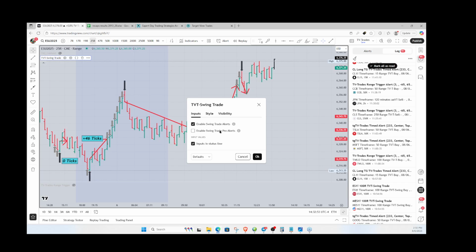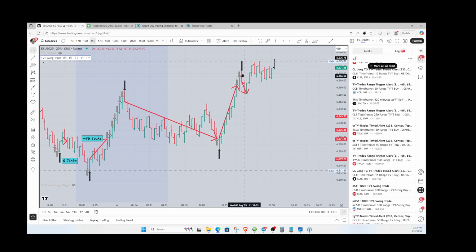And if you want to see the pre-alerts, that means you want to be alerted when a gray bar pops up like this, you have to click on that right there. That will alert you when the gray arrow pops up. The reason the gray arrow pops up is to let you know that the next bar is likely going to be the one that triggers the trade.